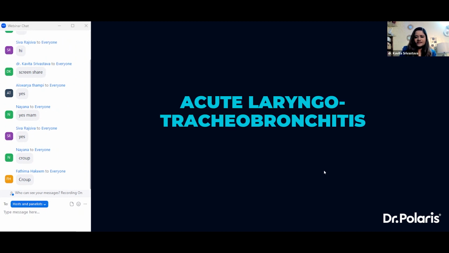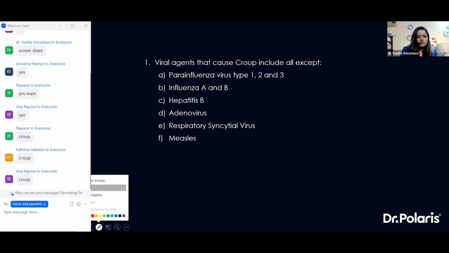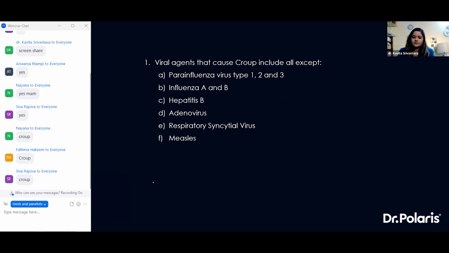Okay, so let us see the important things related to this particular disorder. First question is, what are the viral agents that can cause croup? All except, please read the question always very carefully, which is not the agent that can result into croup. Please type in your answers in the chat box. So out of these, which virus is not going to cause croup? Okay, Fatima has answered option number C, that is hepatitis B.